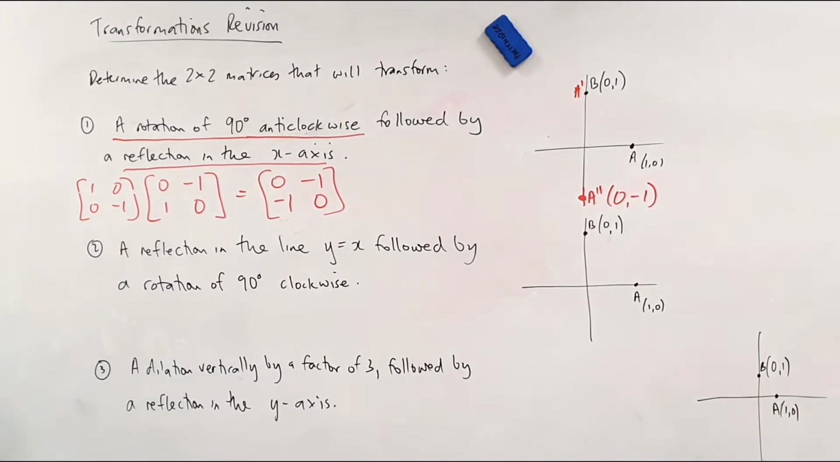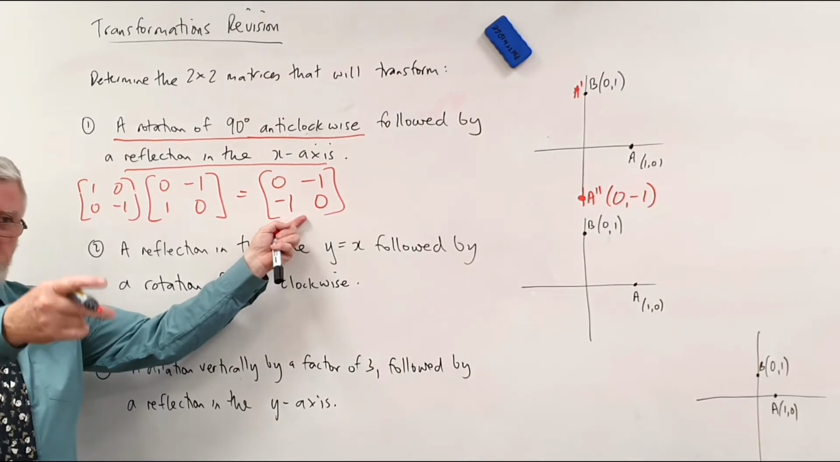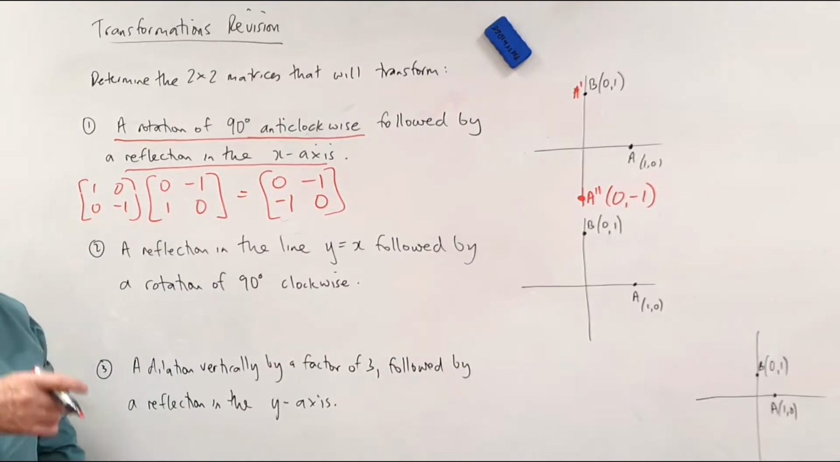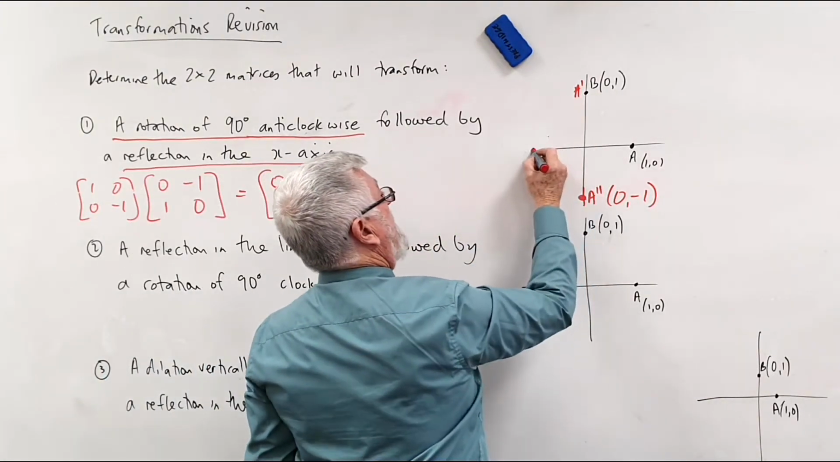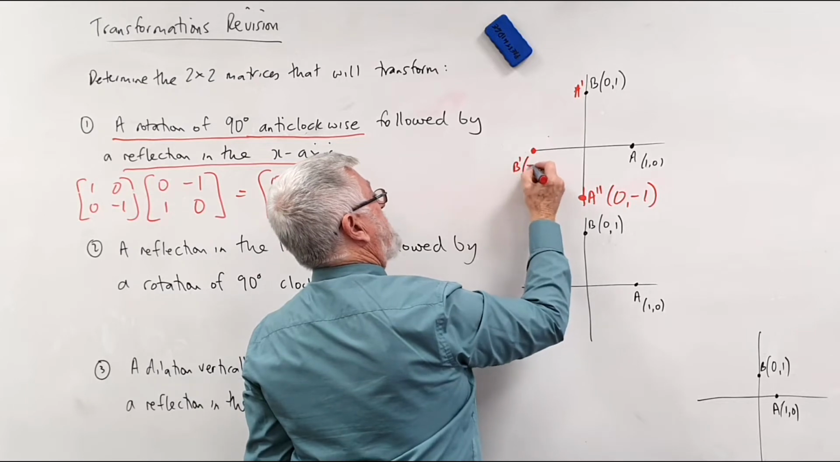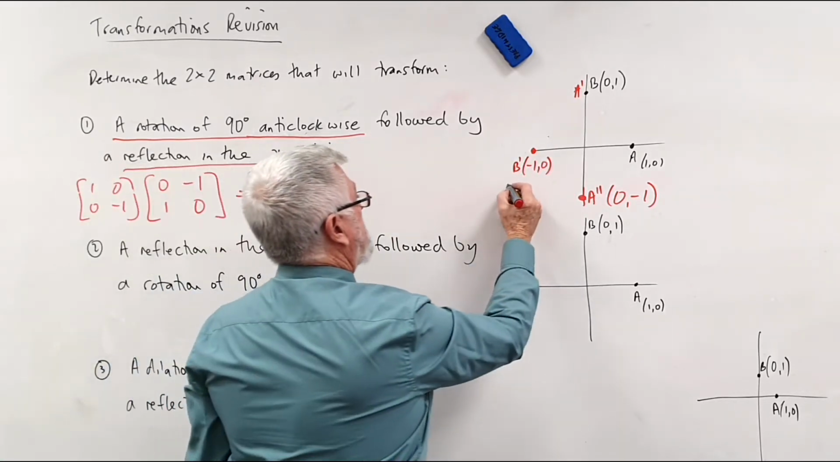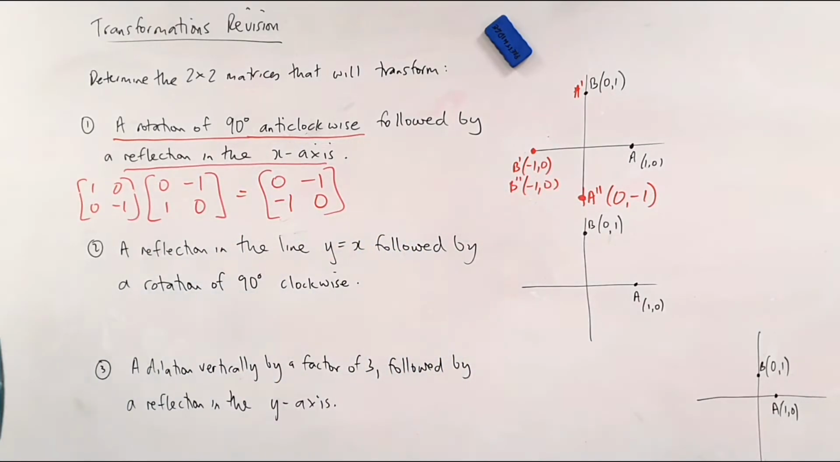So you can see them in one step. You don't have to go first step, then second step, and figure out what it is. You can go straight through. So the other one, pretty obvious. Anti-clockwise for the B, so that becomes over here, negative 1, 0. B dash is negative 1, 0, and then reflected in the x-axis, which is exactly the same. B double dash is negative 1, 0, and there's your negative 1, 0 there.